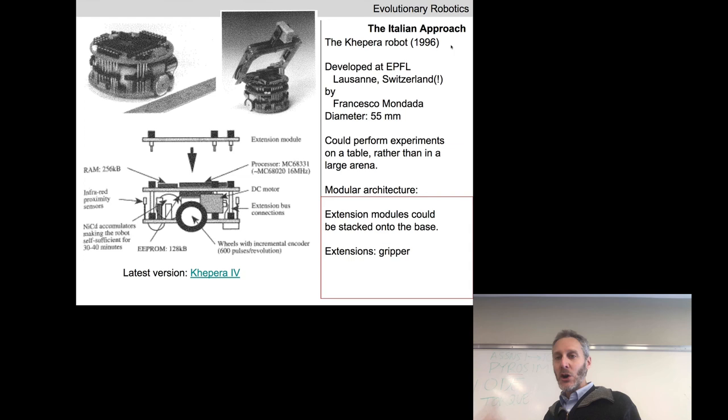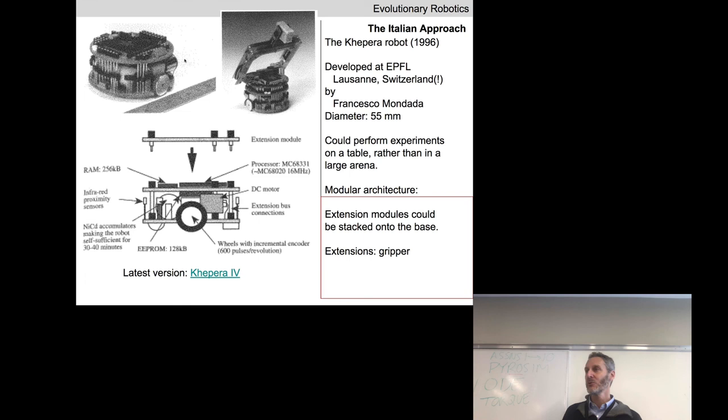It's called the Italian approach because it was actually carried out by Italian researchers in Switzerland. Not important for our purposes, but in the literature, it's known as the Italian approach. What did they do? They took this very sophisticated robot called the Khepera robot. It's about the size of a hockey puck.